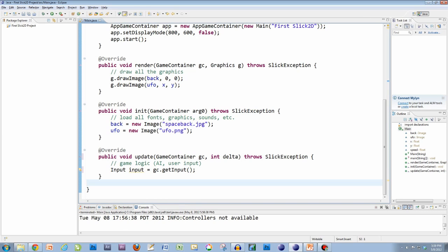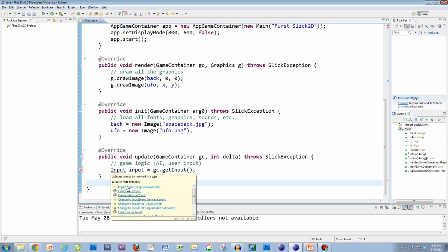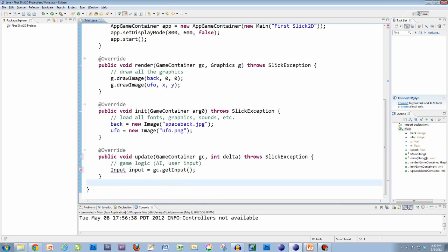Okay. Let me undo that. So hover over it, and you're going to import from org.newdawn.slick. Okay. All right. So you import that. Now, what this line does is it asks Slick2D what keys are being pressed. It does more things, but for right now, we're going to say it asks Slick2D what keys are being pressed.